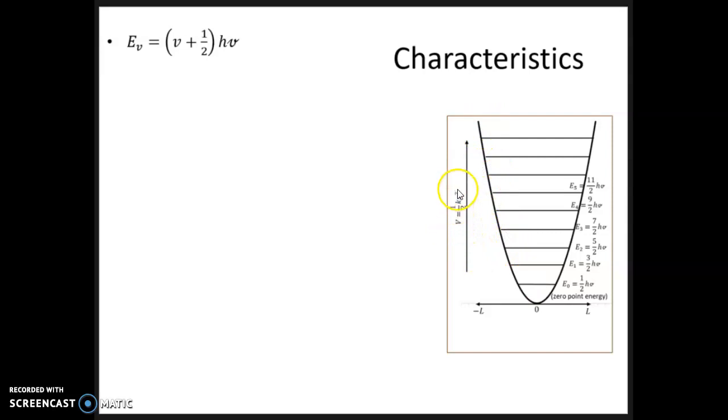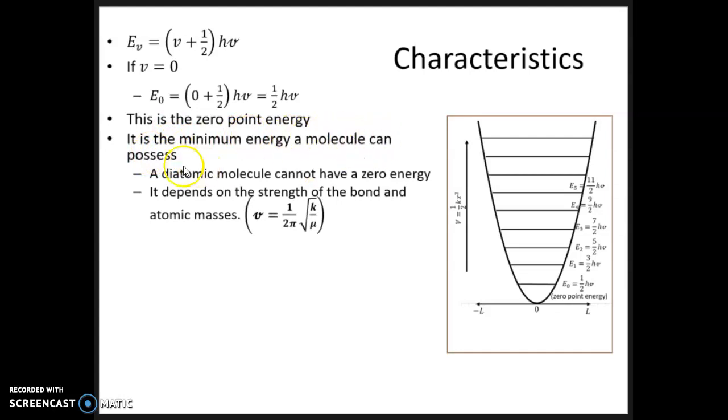Remember, if you plot V against x, you get a curve, a potential energy curve. If we start with v equal to 0, we have 0 plus half, so half h nu, or half hv. So our E0 is half hv. What we note about this is that half hv, the smallest energy that the molecule can have, is not 0. It's actually a definite value, which is half hv. This quantity, half hv, is called the zero-point energy of the molecule. It is the minimum energy that a diatomic molecule can possess, meaning that a diatomic molecule cannot have zero energy. It is in constant vibration.